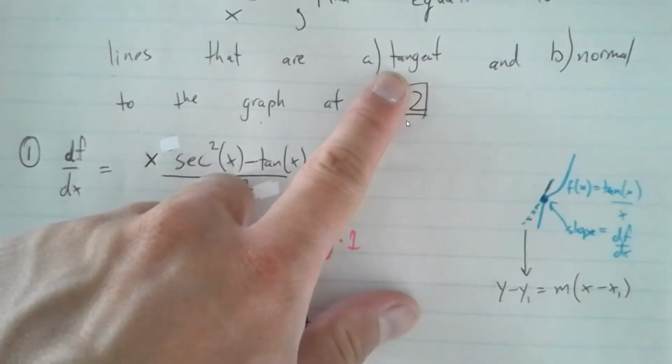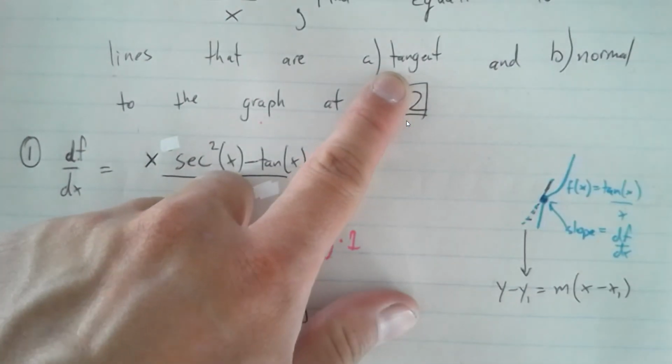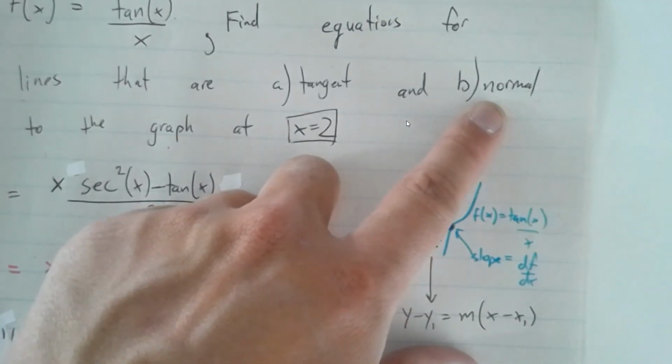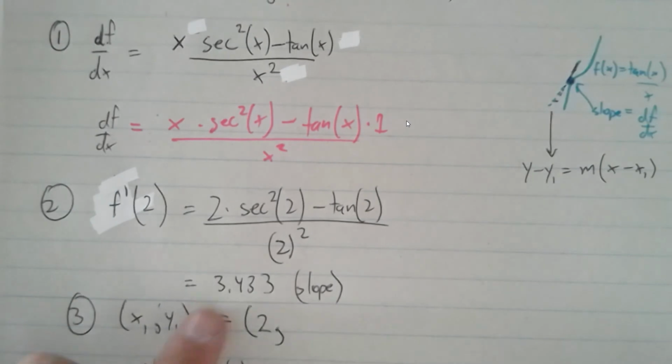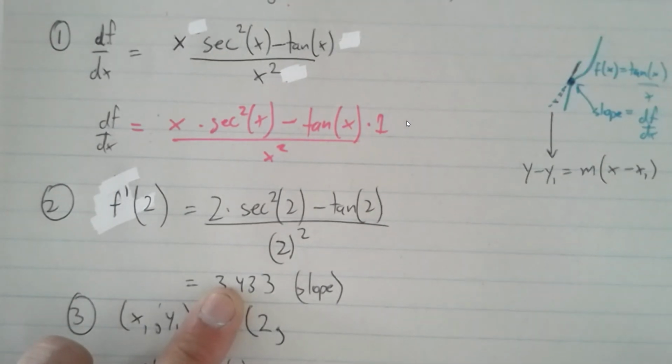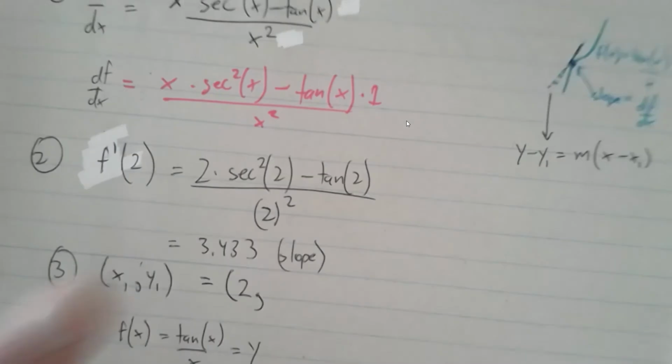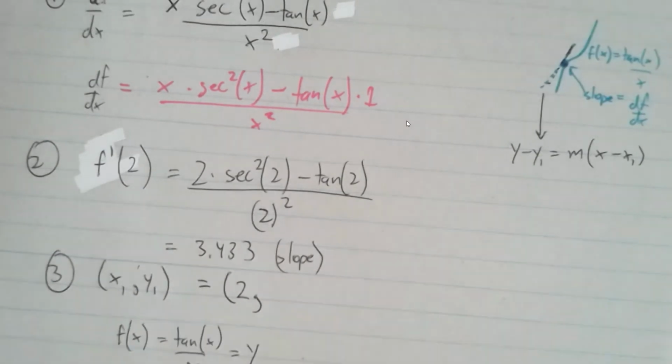So guess what? That means on my video, I will go over part B, what part B will look like. If you can already imagine it, you just take this slope and you find the negative reciprocal of that. So that will look like negative 1 over 3.433 as the slope. And then you just plug in this point. I'm just going to stop right there.